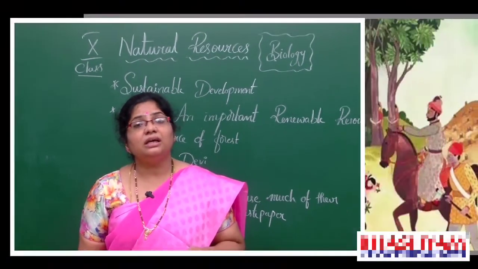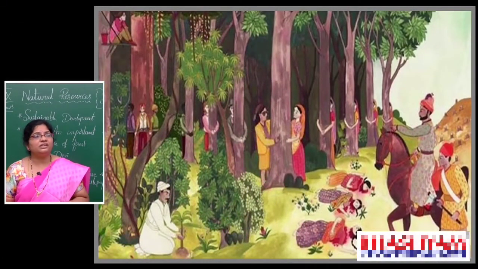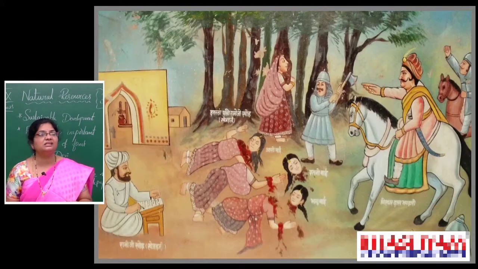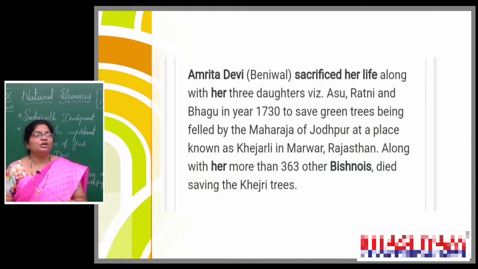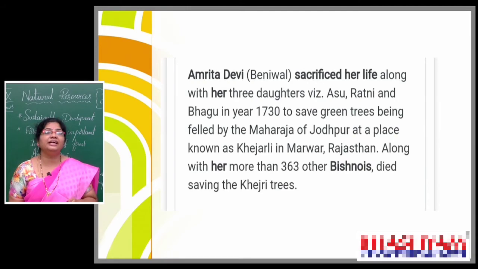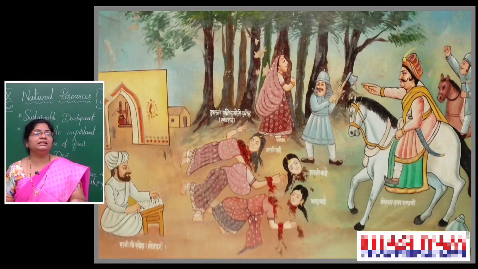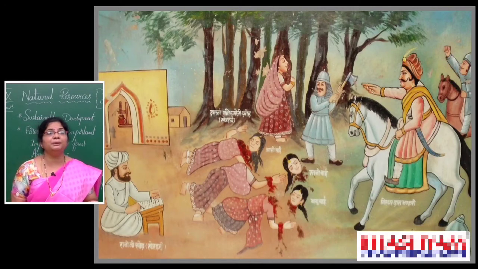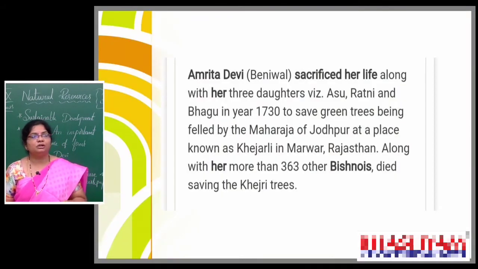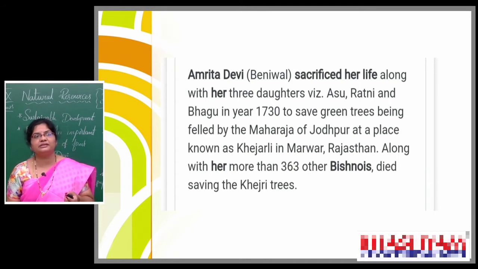In that way Amrita Devi protested against the rule of the king. Three children died near the trees. Those three were the daughters of Amrita Devi. She lost her three daughters in this act, and sacrificed her life along with them. Ashu, Ratni and Bagu, the three daughters, also sacrificed their lives for the environment.